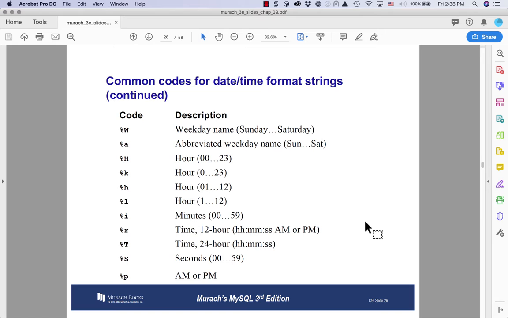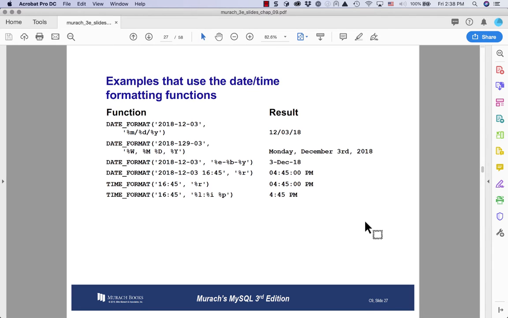More codes on slide 26, and just some examples of the way that they work. Okay. And again, I'm going to leave those for you to read.